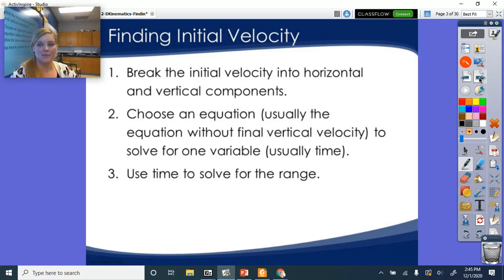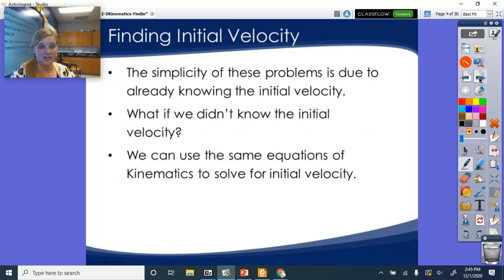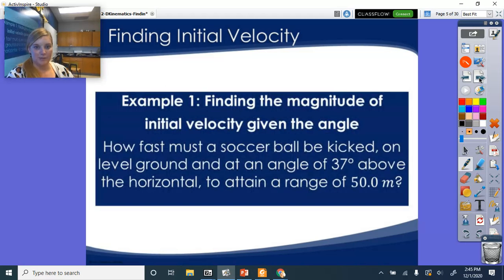Okay. And then we can use a bunch of that to solve for any variable that we need, especially once we solve for time. The reason these things are so simple is because we already know the initial velocity. So now we're going to solve for the initial velocity using all the other information that we're given. We're still going to use the exact same equations, and we're just going to combine them in a different way.